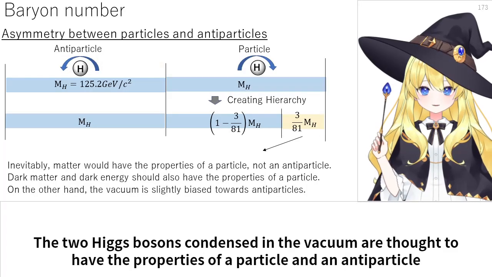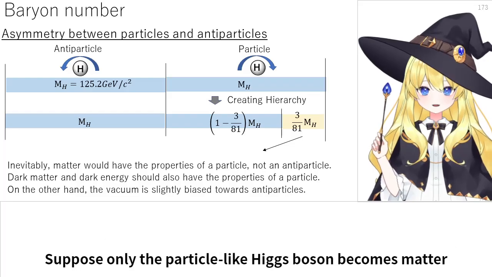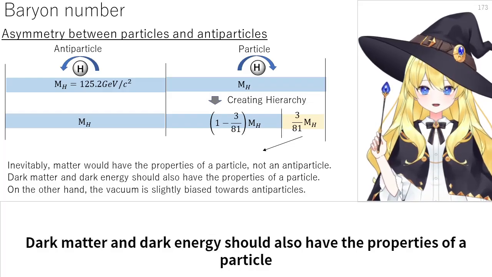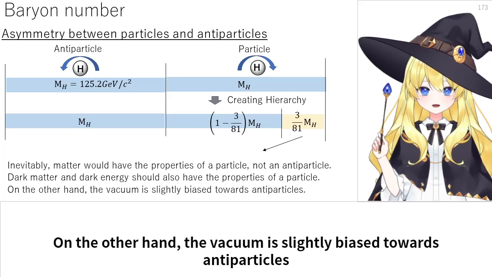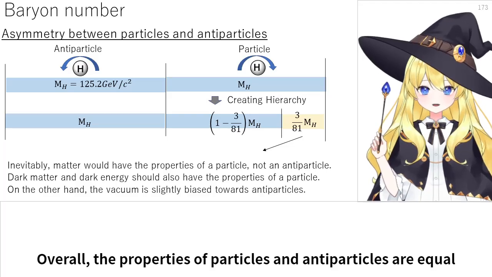The two Higgs bosons condensed in the vacuum are thought to have the properties of a particle and an antiparticle. Suppose only the particle-like Higgs boson becomes matter. Inevitably, matter would have the properties of a particle, not an antiparticle. Dark matter and dark energy should also have the properties of a particle. On the other hand, the vacuum is slightly biased towards antiparticles. Overall, the properties of particles and antiparticles are equal.